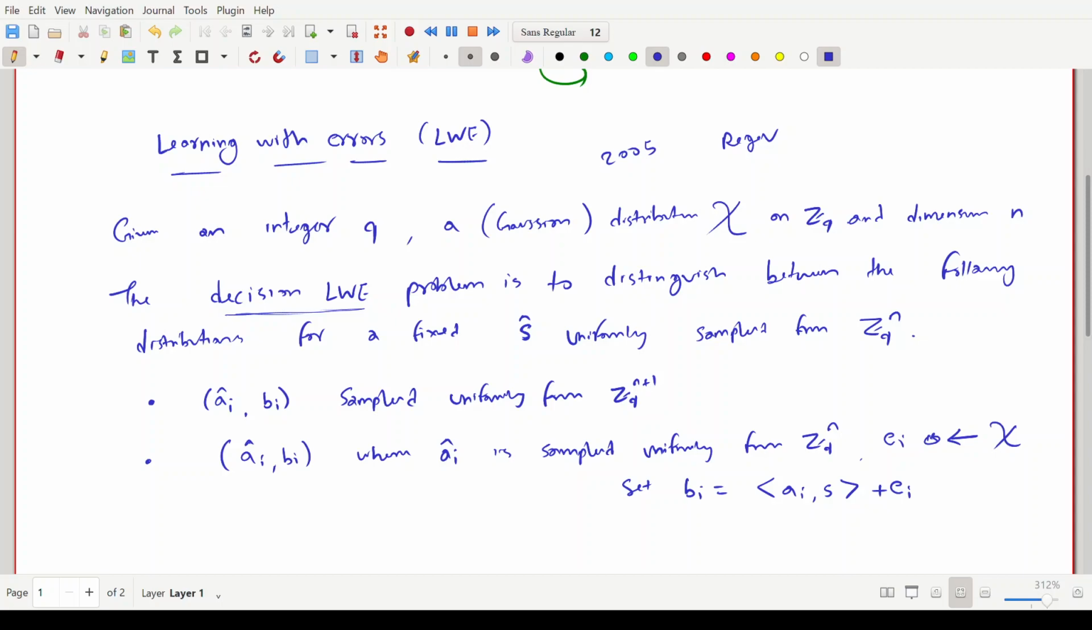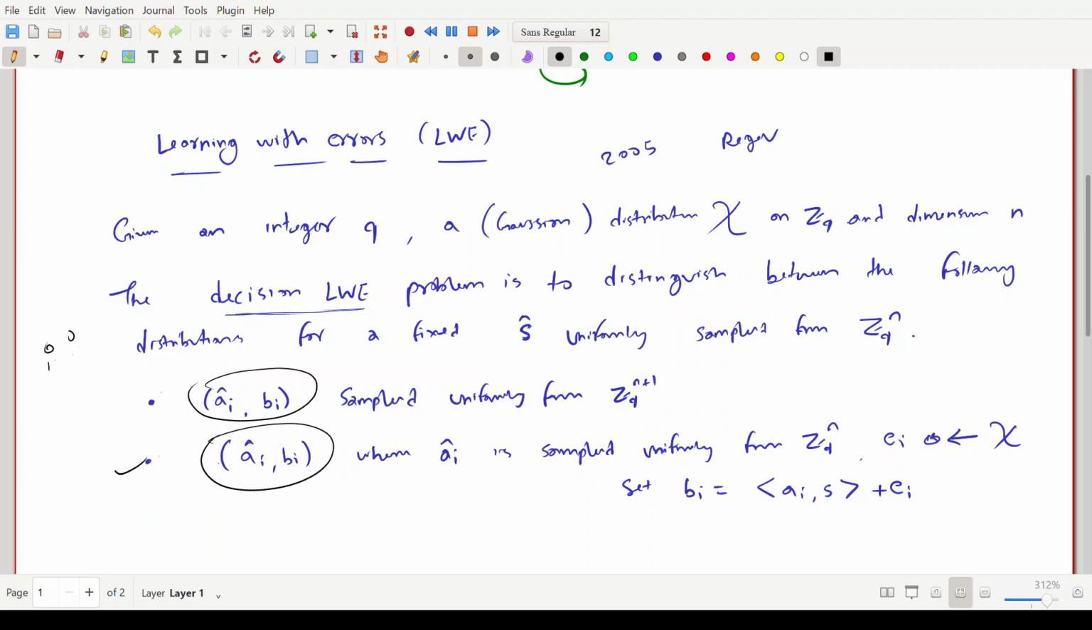What is the decision LWE? That means given two distributions, given two sets, you just have to identify which one of them is which. Suppose we are having two colored balls, then you can quickly distinguish that one is red, one is black. But if both look alike, then can you distinguish? Because they are numbers only, you won't be able to distinguish that one is uniformly sampled and the other has some property. That is, this bi is actually the inner product of ai comma s plus ei.